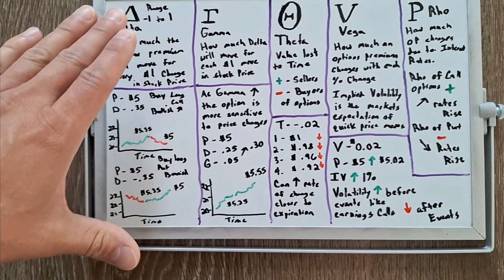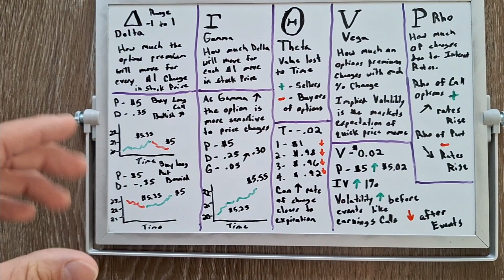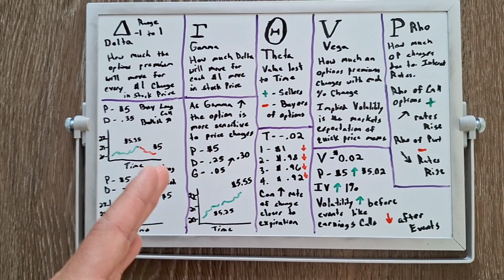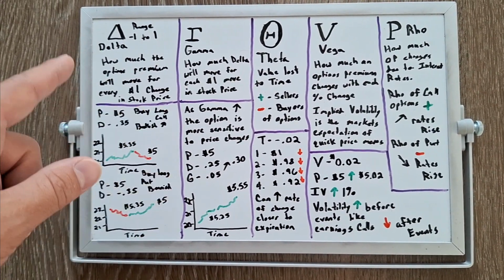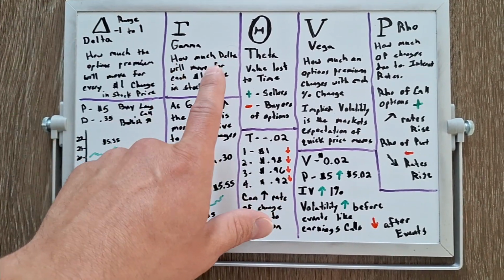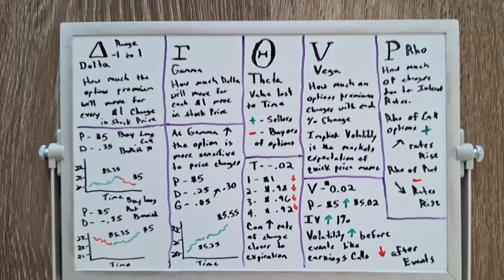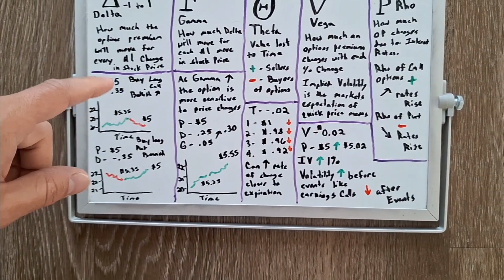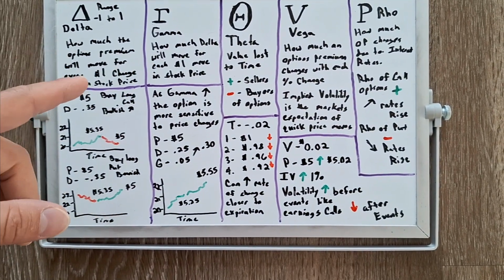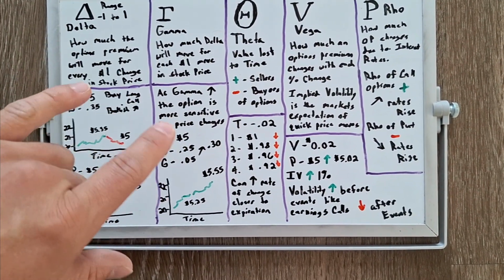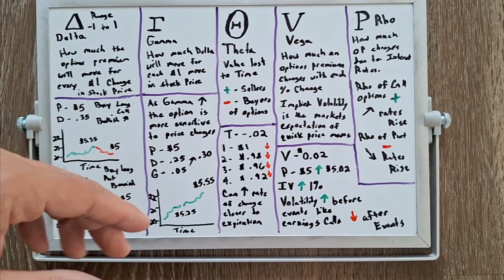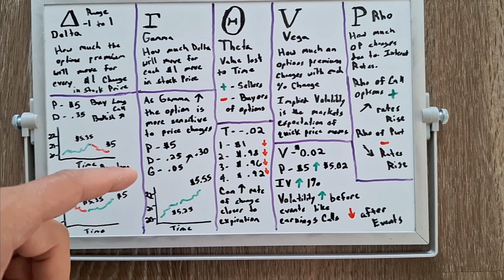Delta will determine how much your options premium, how much you're paying per each share, changes for each dollar change in the stock price. So that's your delta. Your gamma is dependent on your delta. Your gamma is going to determine how much your price will move for each dollar movement in the stock price based on the delta. So as the gamma increases, the option is more sensitive to price changes.